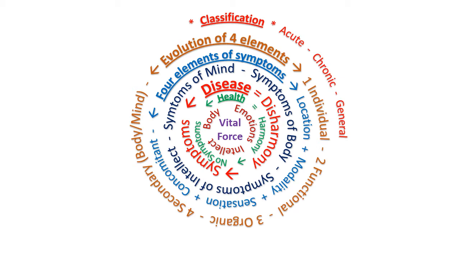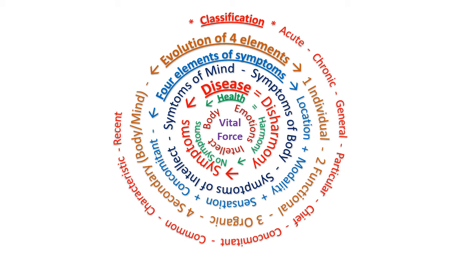We will also see how we can classify symptoms for our analysis. These are the different classifications: acute and chronic. We'll be taking a look at each one of these later. Generals, particulars, chief complaints, concomitant complaints, common symptoms, characteristic symptoms, recent symptoms, old symptoms, and symptoms caused by some accident or injury.